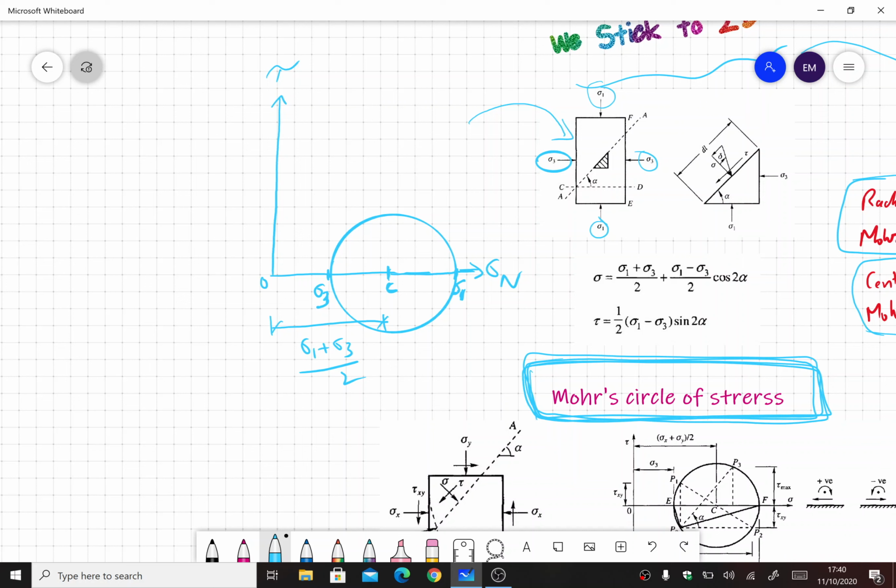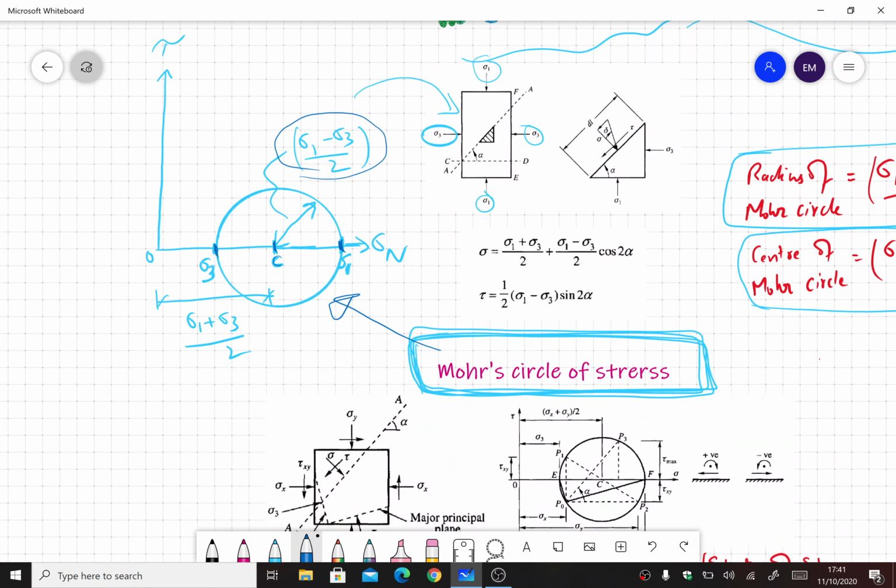So you see it's very easy to remember. You simply look for sigma 1 and mark that value here, and then you look for sigma 3 and mark that value here. Then sigma 1 plus sigma 3 by 2 is the center of the circle. Open your compass up to a radius of sigma 1 minus sigma 3 by 2, and then you plot the circle. So this is the Mohr circle, and it represents the state of stress in a soil body.